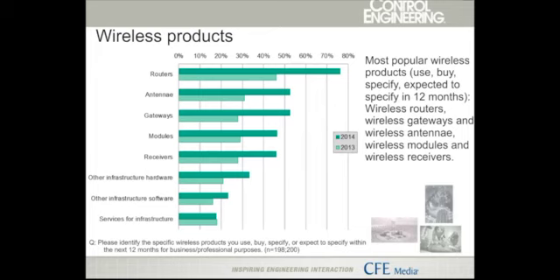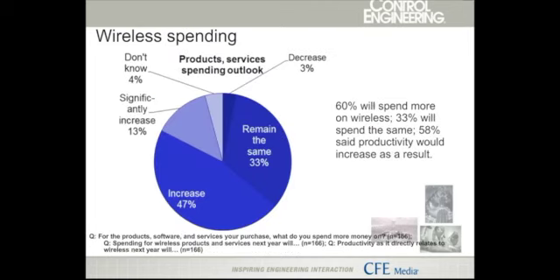On the wireless side, the most popular wireless products for those who use, buy, or expected to specify in the next 12 months were wireless routers, antenna, and gateways. These three were all over 50%. Note the 30 percentage point increase in routers year over year. More respondents expected to increase spending for wireless, 60% in total. One third will spend about the same.